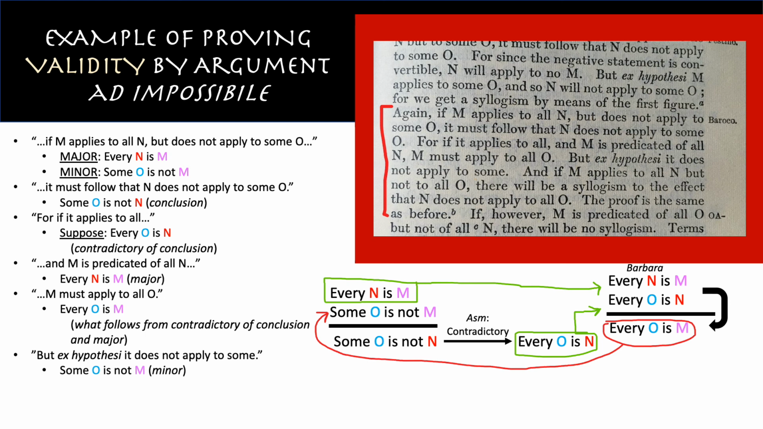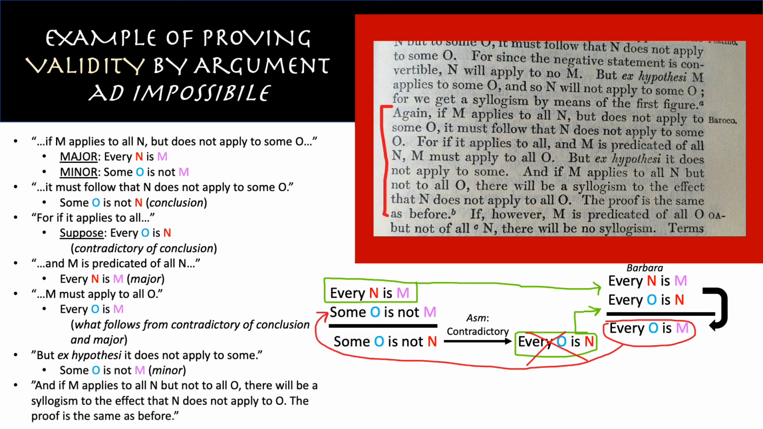Thus, we've reached a contradiction. In other words, if we maintain the major premise, the minor premise, and the contradictory opposite of the conclusion we're trying to draw, we reach a contradiction. Thus, we must deny the contradictory opposite of the conclusion we're trying to draw.